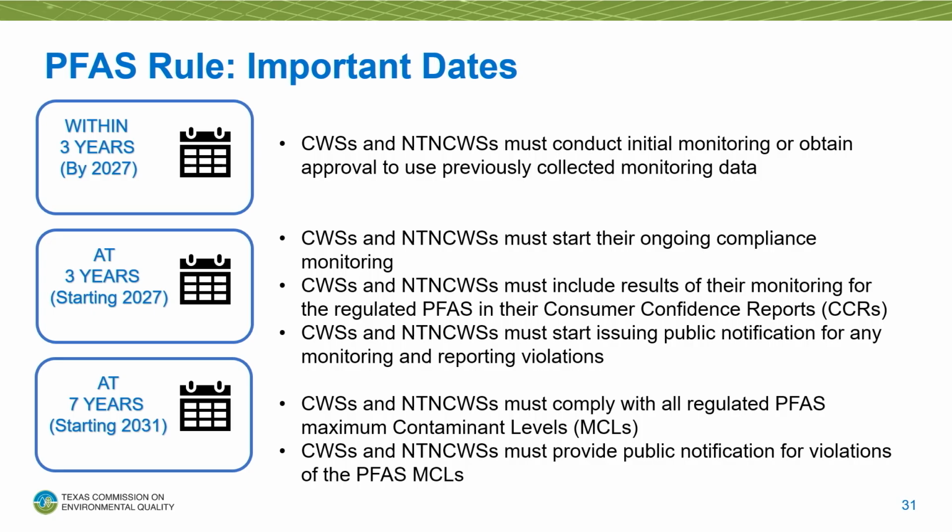And then starting then, you would also need to start including your monitoring results in the CCR. So if you had detections, you'd have to put that in the CCR. And then the monitoring and reporting public notices, you'd have to start doing those. And then this is the one that the EPA is looking to extend 2 more years. So starting in 2031, systems must start complying with the MCL. So in 2031, that's when MCL compliance would start. And then with that, if you receive an MCL violation, you would have to do that Tier 2 public notice.